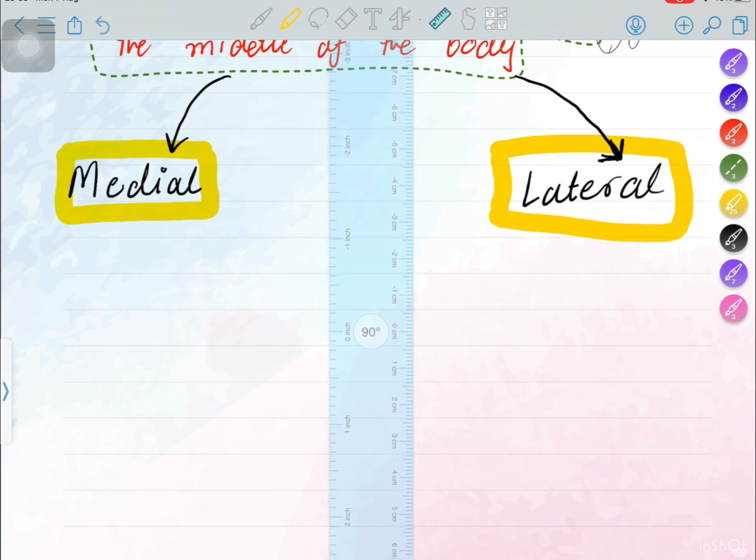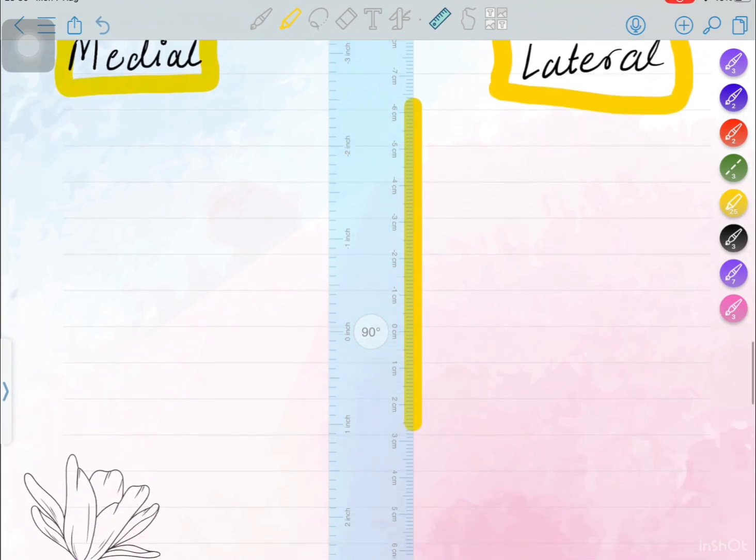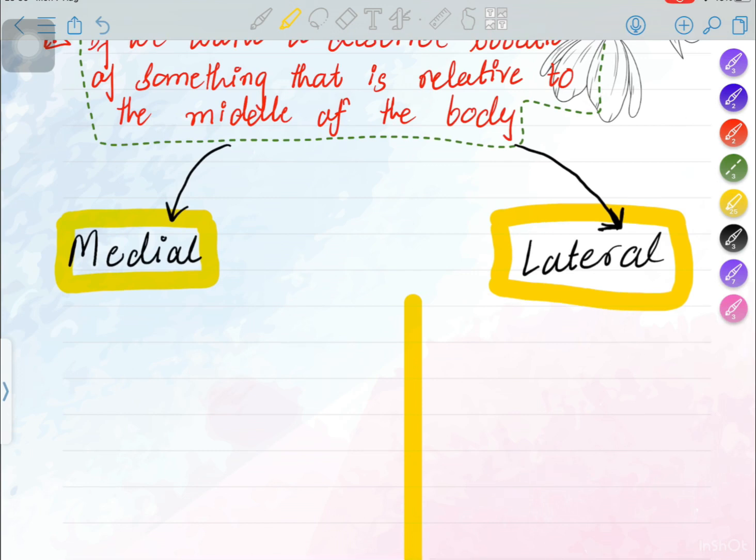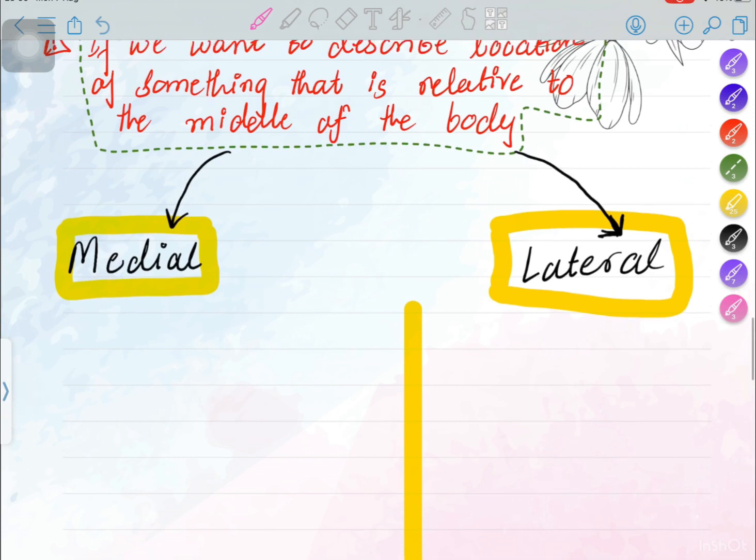Okay, so these two terms we use when we want to compare something from the middle of the body, and I will show you how. Let's do it step by step so that you can understand. So first of all, medial. It's the first point: first, you will create a midline, a division of the body, which is an imaginary line, which will divide the body. I will write slowly.